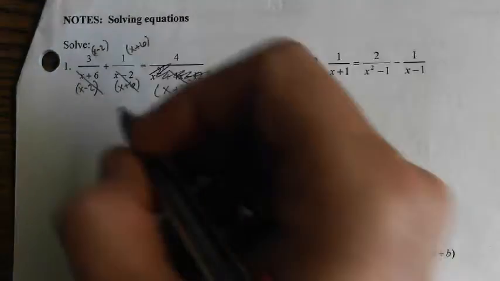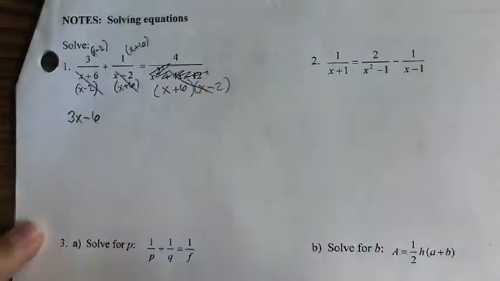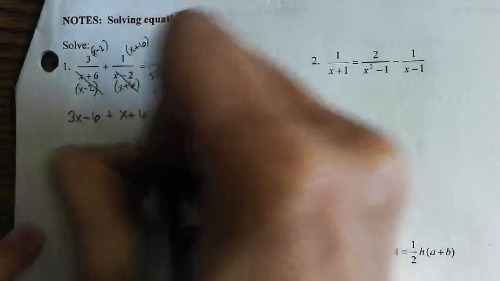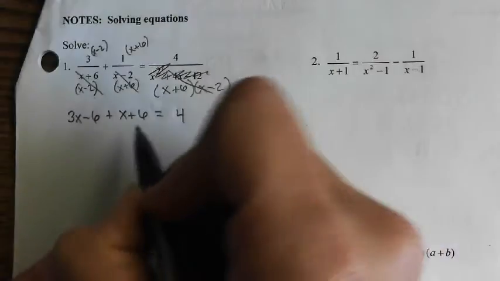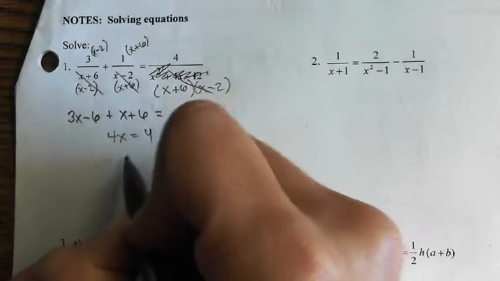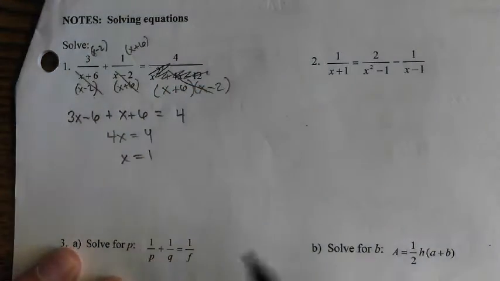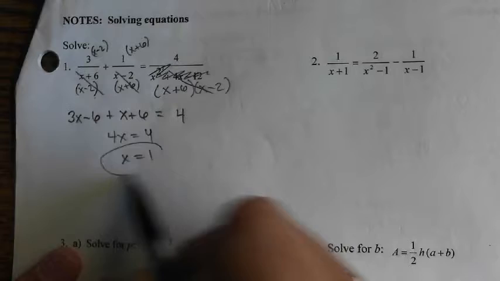So 3x minus 6 plus x plus 6 equals 4. And you're just going to solve that. You're going to get 4x equals 4, x equals 1. And that wasn't one of the ones that Tommy said we would have to reject, so that's your answer.